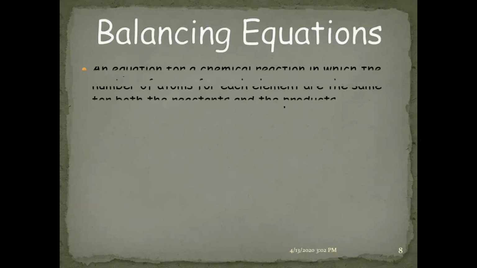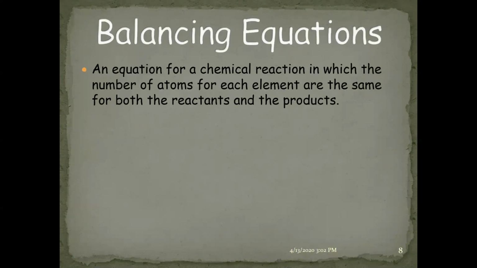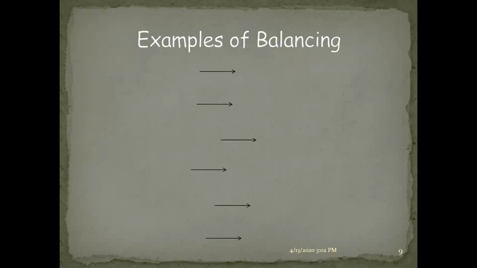All right, let's take a look at balancing equations. Balancing equations are exactly what they sound like. They're equations that show a balanced amount of atoms for each element, both on the reactant side and the product side. So again, this will show what's called the law of conservation of mass: what you have before a reaction, you will have after. Let's take a look at some examples.